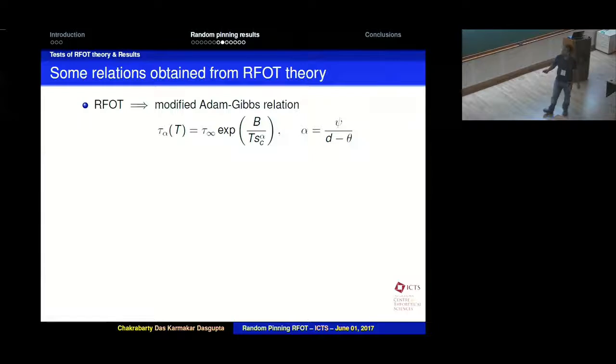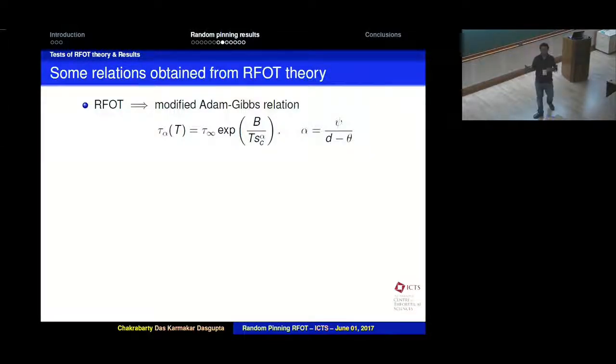And so some relations can be derived from the RFOT theory. So one is that the Adam-Gibbs relation has to be modified. If you just plug the length scale into the formula for the time scale, with the static length scale to the power of some exponent, you'll get a relation which looks like this. The usual Adam-Gibbs relation is that the relaxation time is related to the configurational entropy by something like B over T S_c, where this alpha exponent is not present.